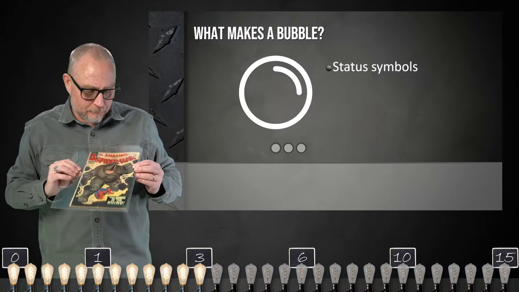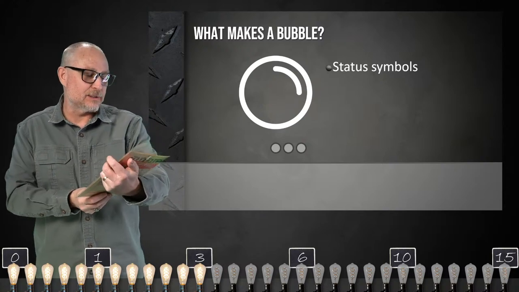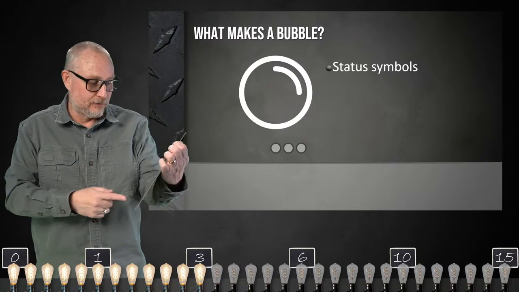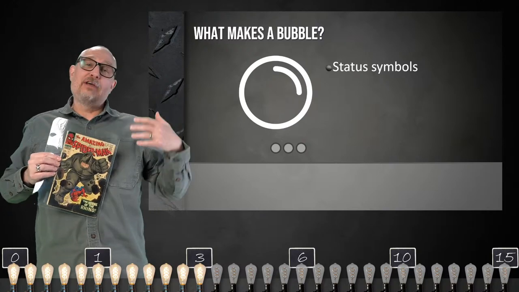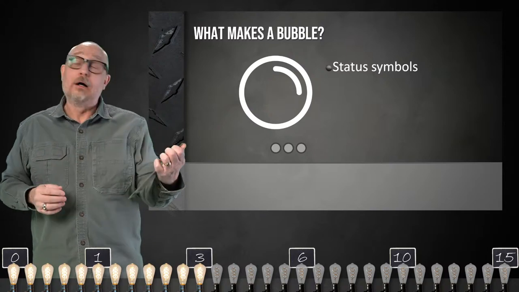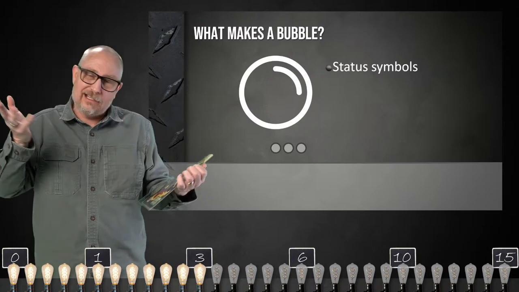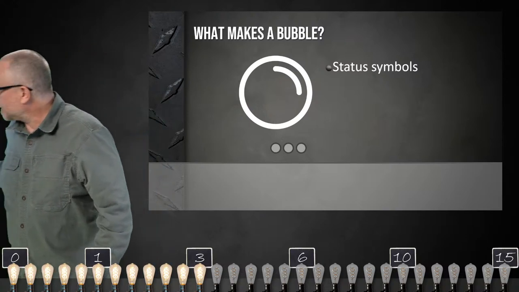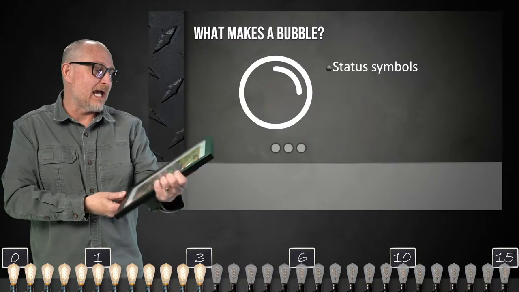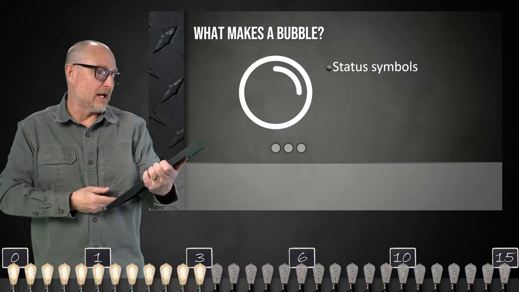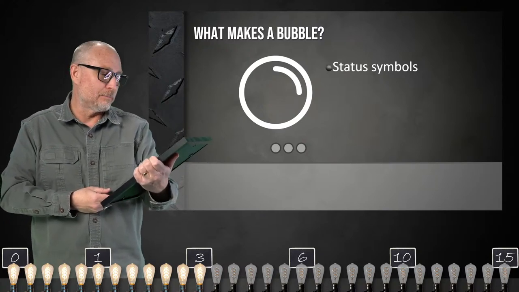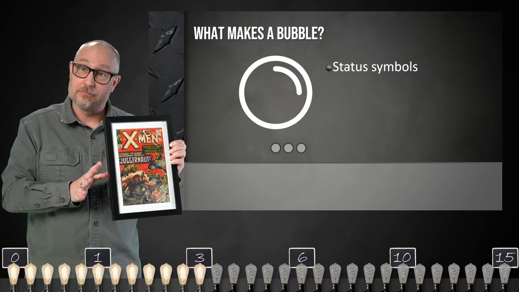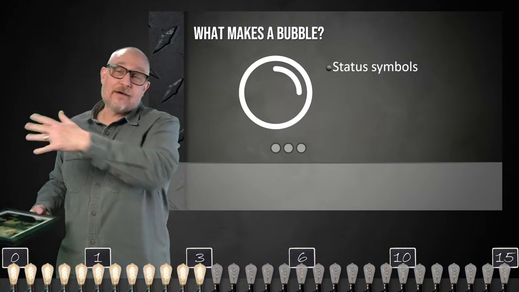This book right here is Amazing Spider-Man number 41. It is the first appearance of Rhino. Now, if you're into comic books, you'd go, oh, cool, first appearance of a villain. This comic book is X-Men number 12, published a million years ago. This is the first appearance of Juggernaut. And I have many, many others here.